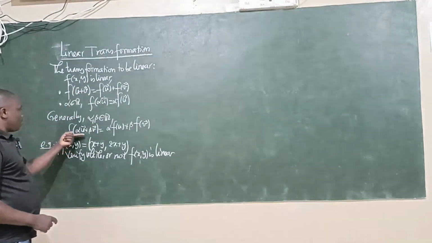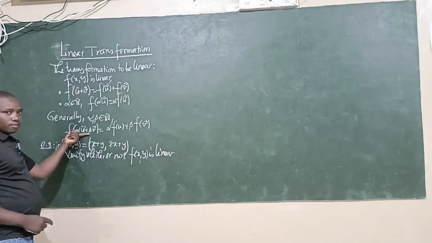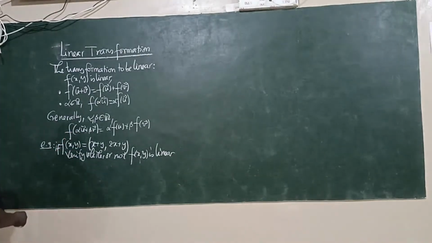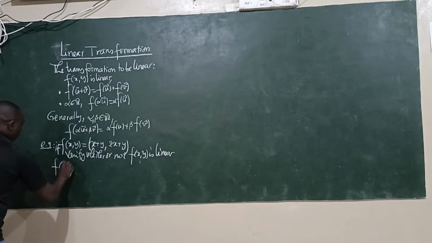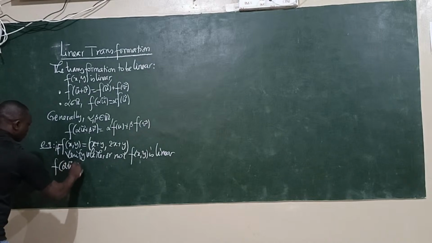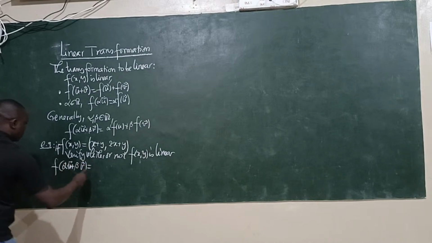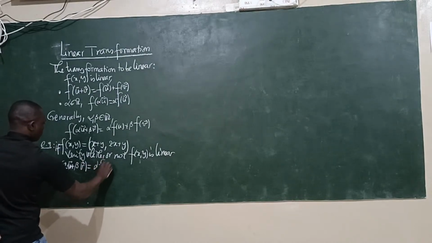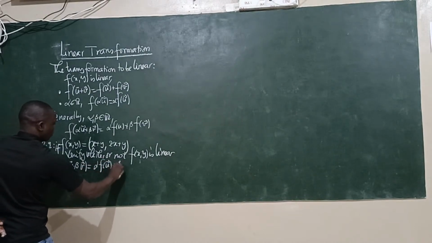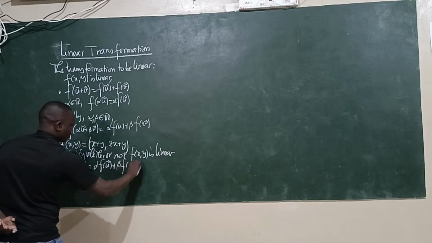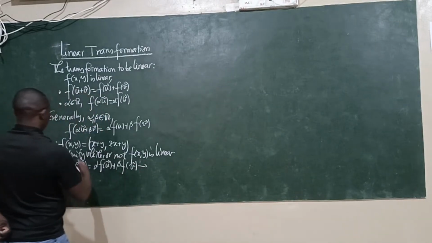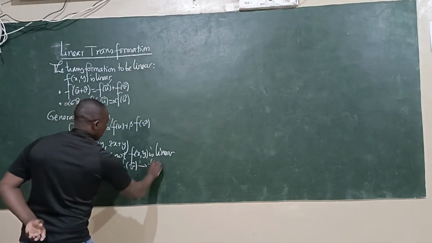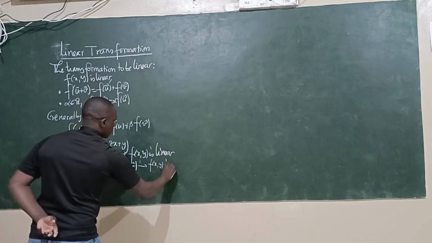Now for us, let's prove this. If f of alpha u plus beta v is equal to alpha f of u plus beta f of v, this implies that the function f of x, y is linear.